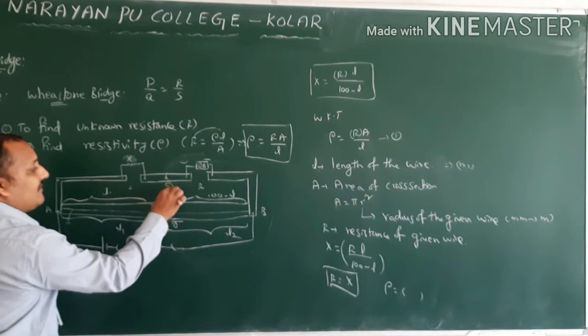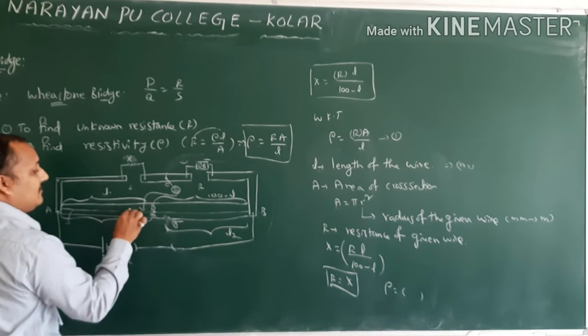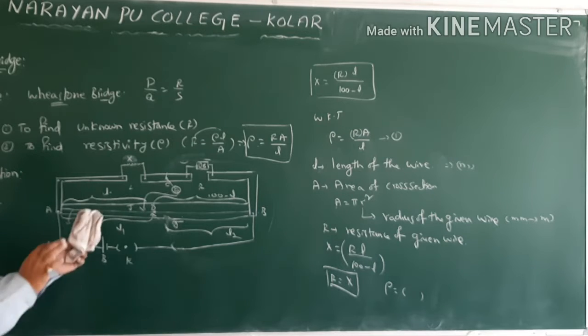So this one they will start from here. Here they will show the galvanometer. This one only they will change. They will write jockey J. Both will be the same.